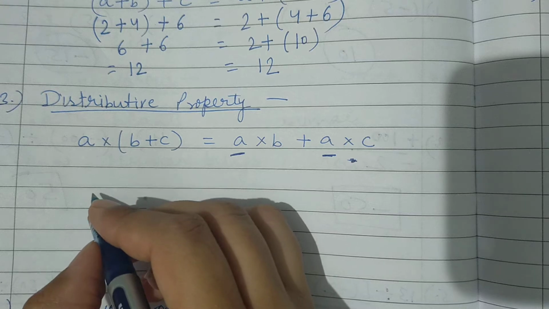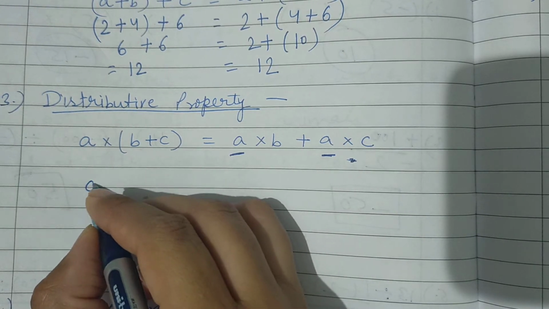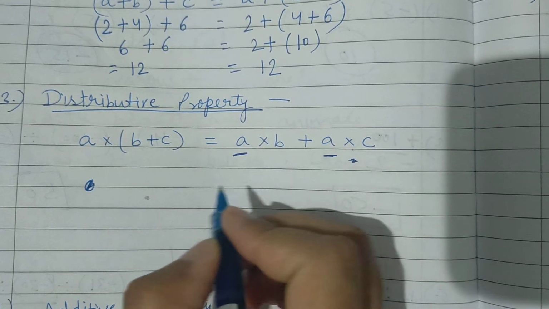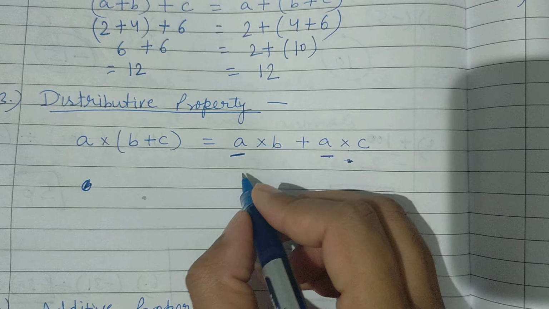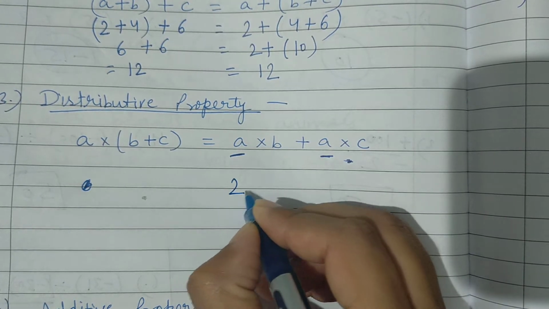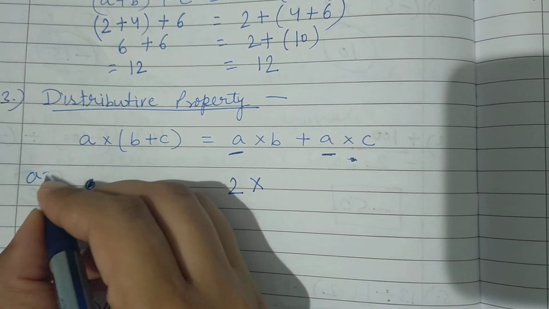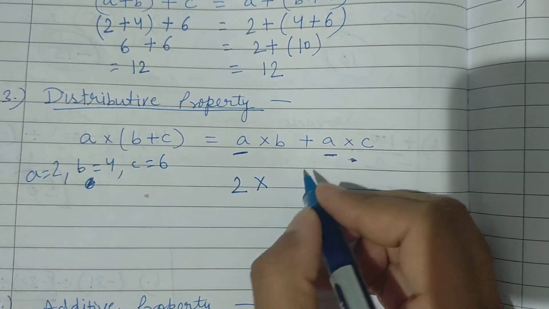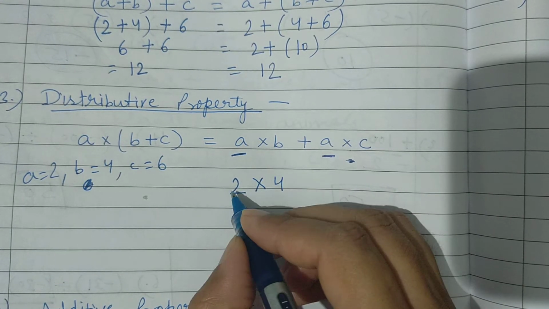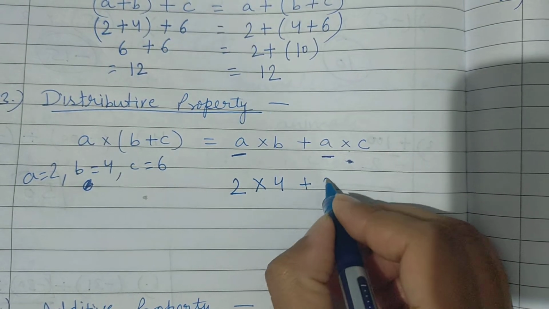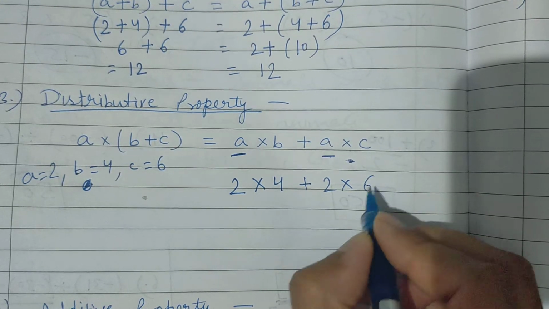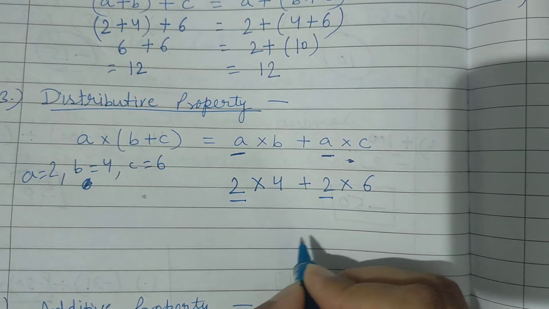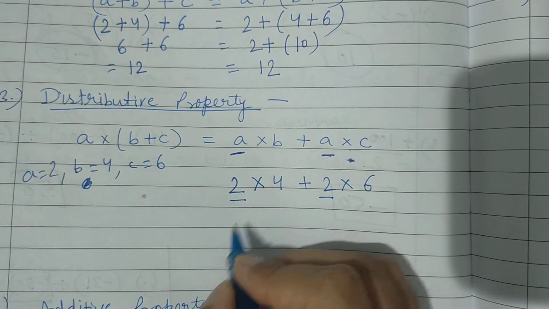If I write this property, see, if this is given, I give you an example. A, B and C are three numbers. Suppose there are three numbers given. A is 2, B is equal to 4 and C is equal to 6. Suppose this is given. Now which is common? 2 is common. So we can take out this common.